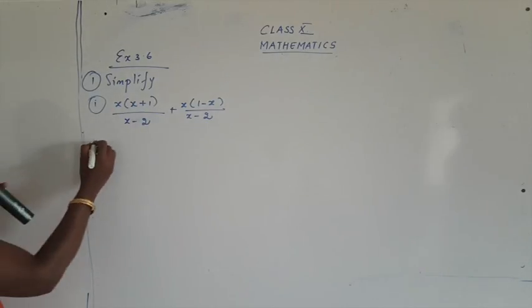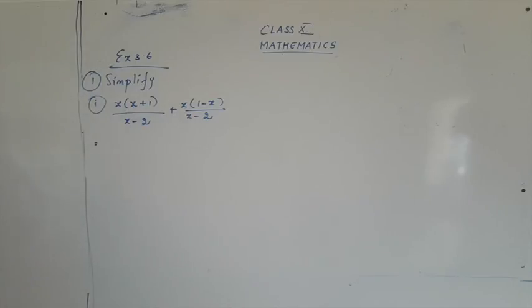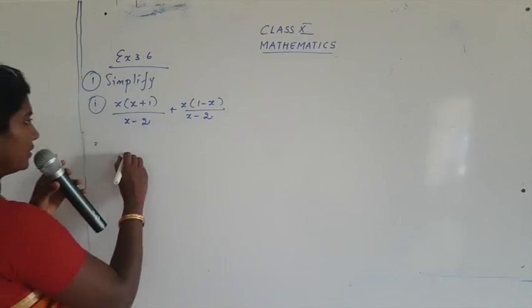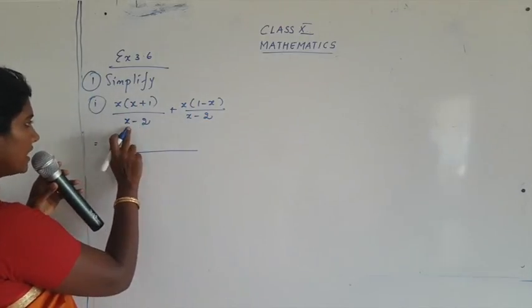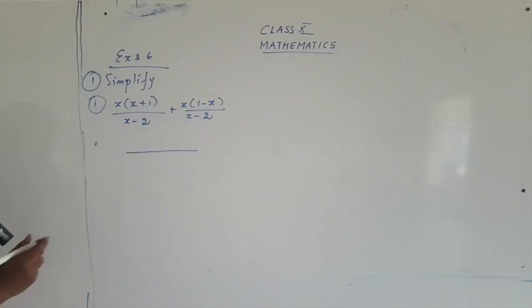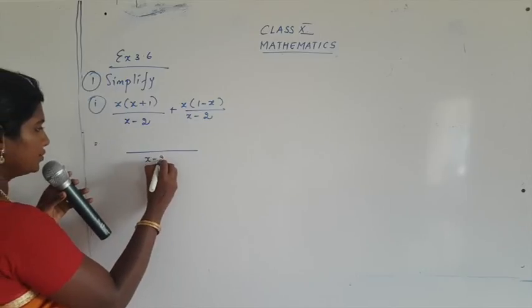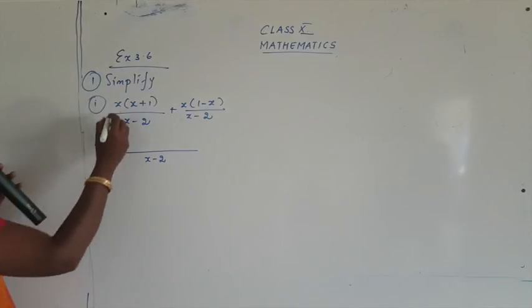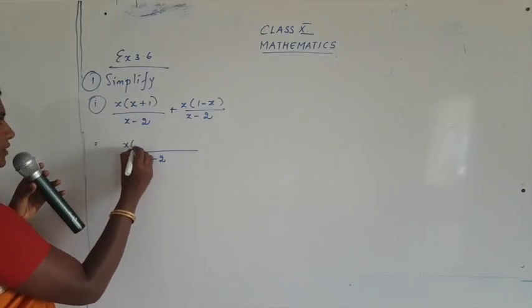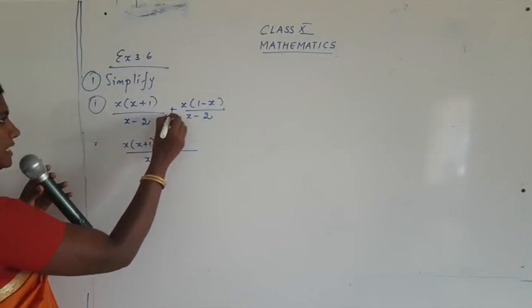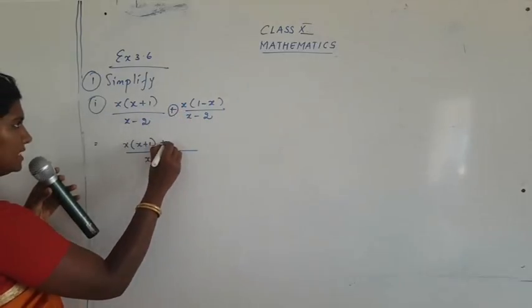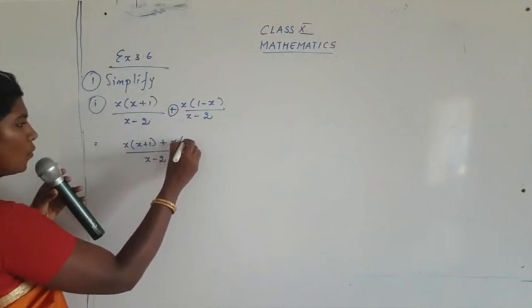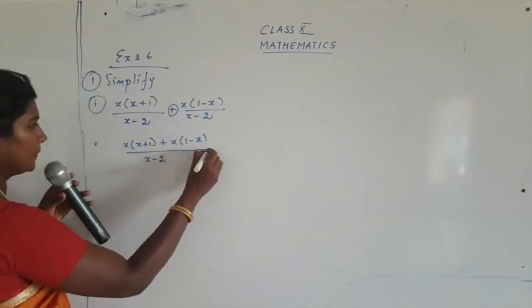So let's start the first step over here. Since the denominators are same, we can take the denominators together. That is, we do not write it two times, we take it once. So this becomes x minus 2. Now let's go for the numerator part. So this becomes x into x plus 1. The main sign is plus. So write here plus x into 1 minus x.